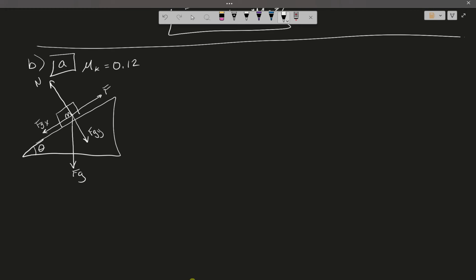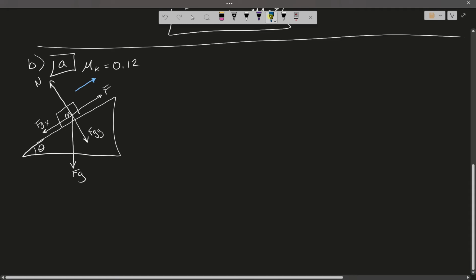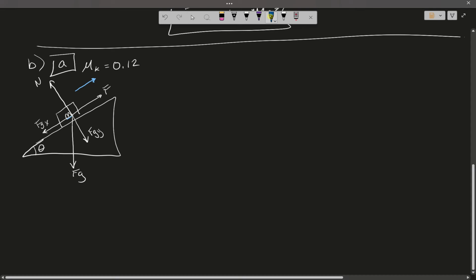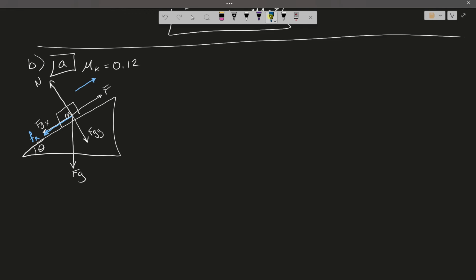kinetic frictional force. Well, in the last problem, we determined that this block is going to be moving up the inclined plane if there is no friction. Because friction opposes relative motion, and the relative motion is up the inclined plane, my force of friction is going to be moving down the inclined plane. So it will be going in the same direction as the force of gravity in the x direction.